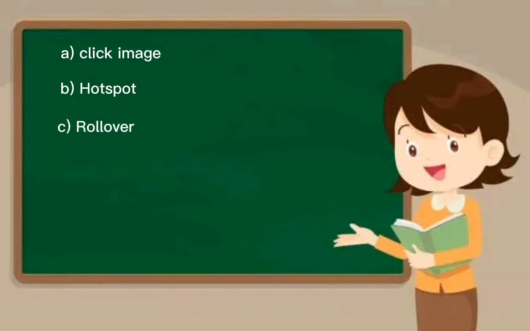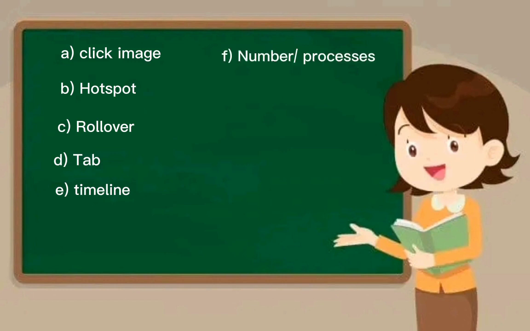C. Rollover, an image or portion of an image that changes in appearance when the mouse cursor moves over it. D. Tabs. Clicking on them displays relevant content with an appropriate graphic. E. Timeline. A menu slide that branches to different events. F. Numbers or processes. The number of clicks and the time spent in an interactive function provide data points.